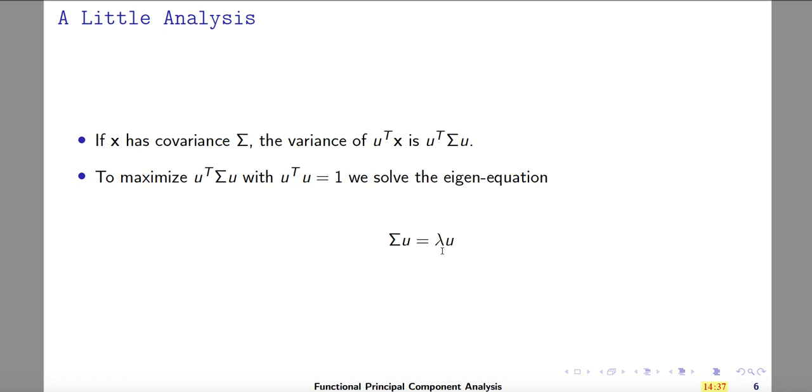Okay, how many of you have learned principal component analysis before? Can you raise your hand? Okay, so most. Okay, yes.